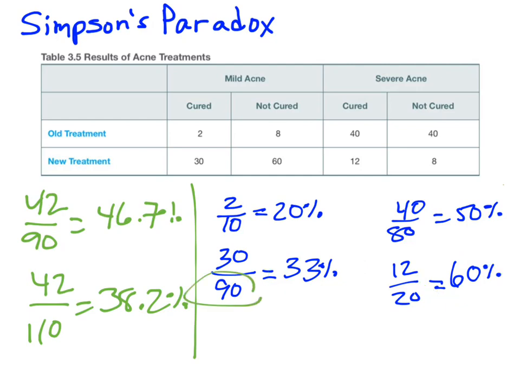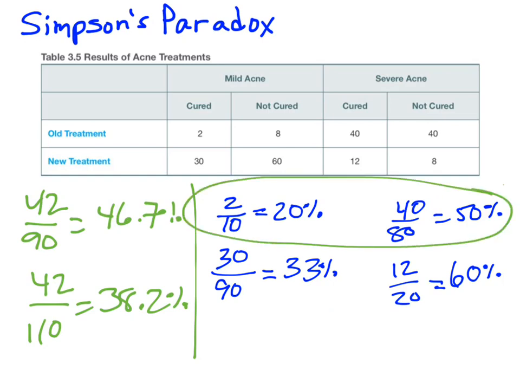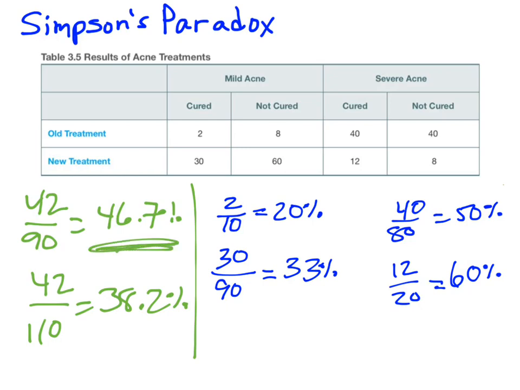The reason is that we have far more people in this first group than we do in this second group. So that means that the average is going to tend to be closer to the thing with the larger group. In the same way, with the old treatment numbers, we have far more people in the second group, 80 as opposed to 10, so the average is going to lean more heavily towards that 50% than it is towards the 20%. Now notice the percentage we're getting, 46.7, it is between 20 and 50. It's just leaning closer to 50 than it is to 20.